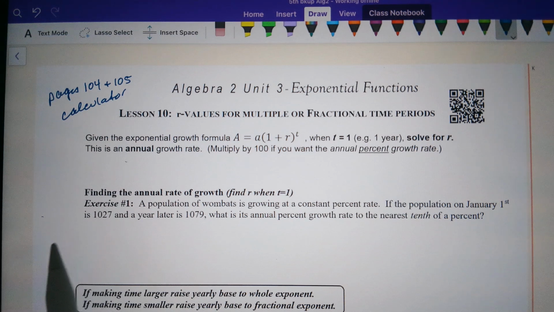Today we're on pages 104 and 105 of our textbook. It'll be helpful if you have a calculator. R values for multiple or fractional time periods.